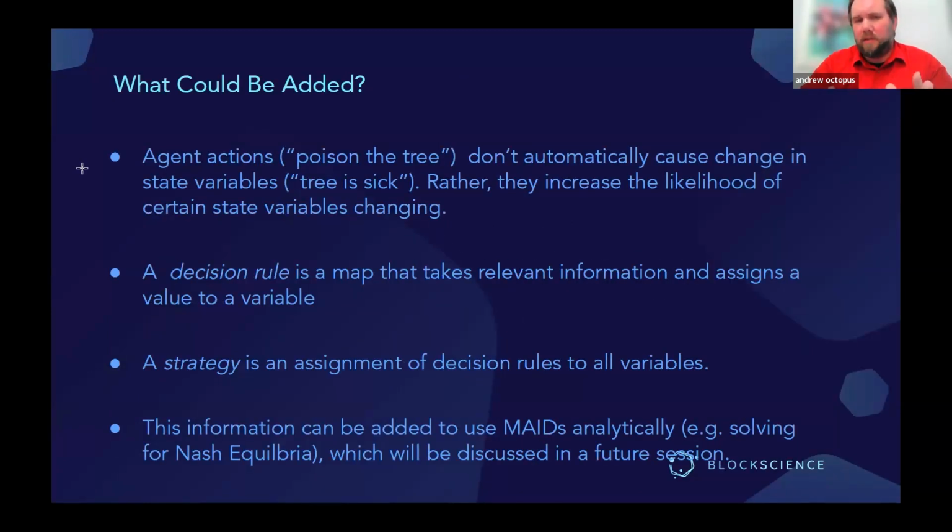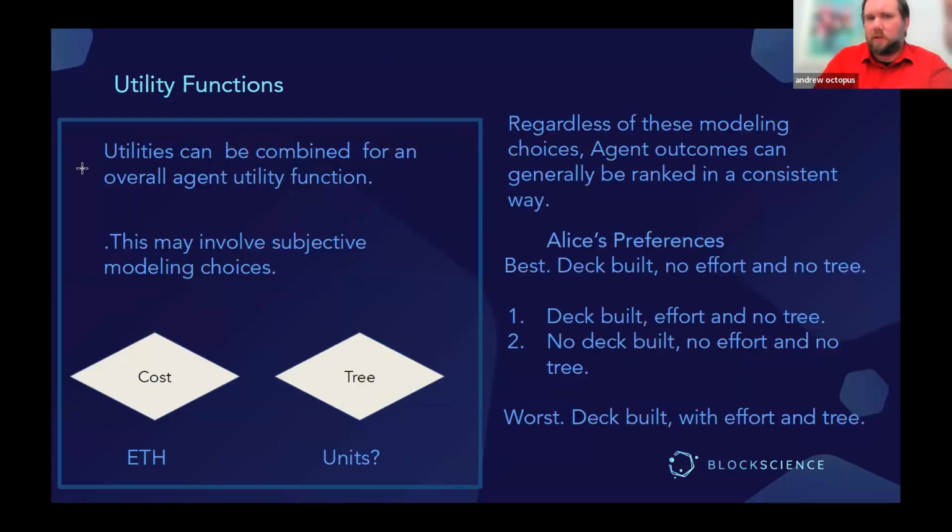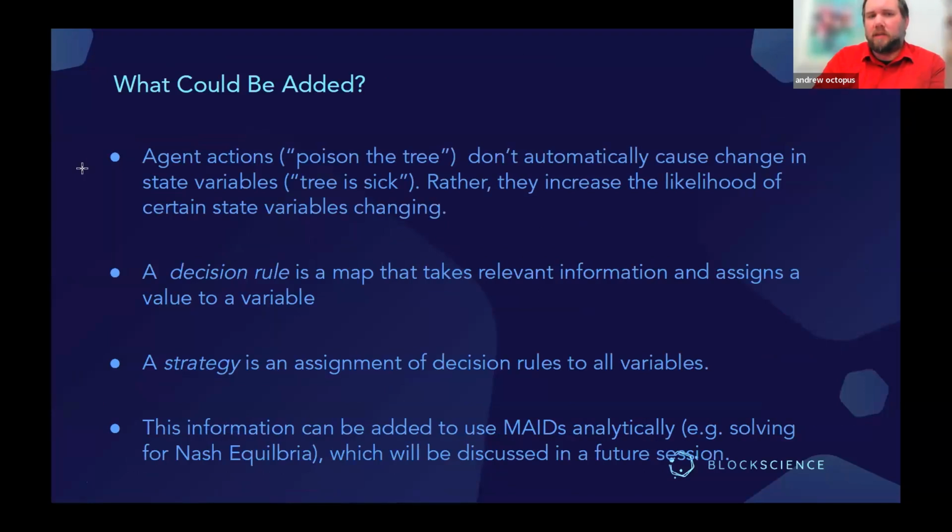What could be added? In the next session we'll talk about more structure that can be added to this to actually turn it into a model, because at the moment it's not a computable model. There is nothing that tells us what happens or why it happens within this structure. But what we can add next are decision rules that take the relevant information and turn the value into a variable. We can also talk about strategies, which are different assignments of decision rules.